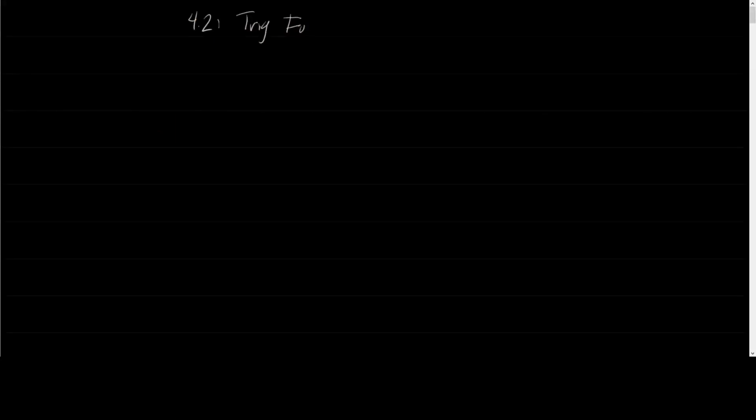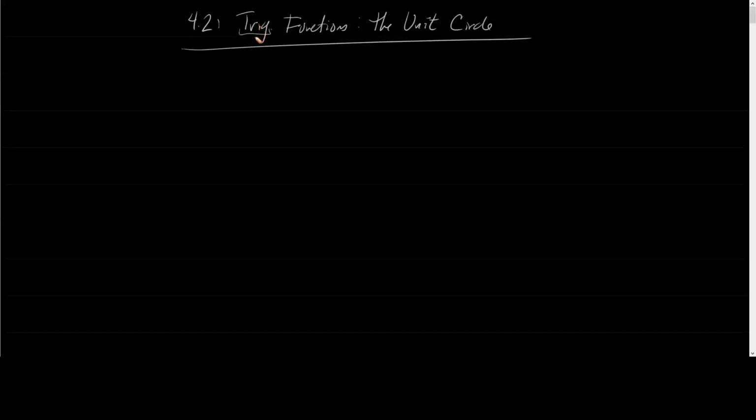This is chapter 4.2, which is on trig functions and the unit circle. All right. So now, here first let's do something with trig. And here, the root word for trigonometry is triangle. All right. So let's do something with triangles here.